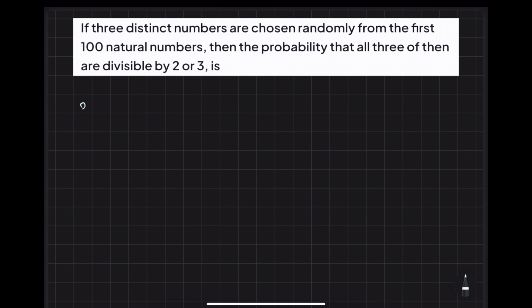So, the first number is 2, then we have 4, then 6, then 8, dot dot dot. The last number is 100. Now, the number of numbers divisible by 2 is the last number divided by the first number, that is 50.